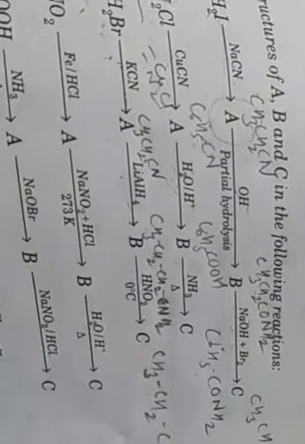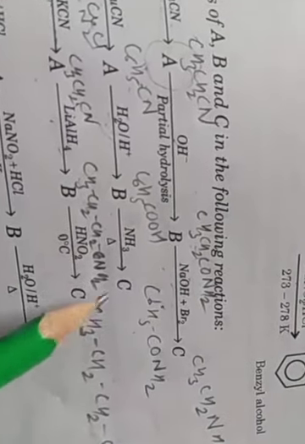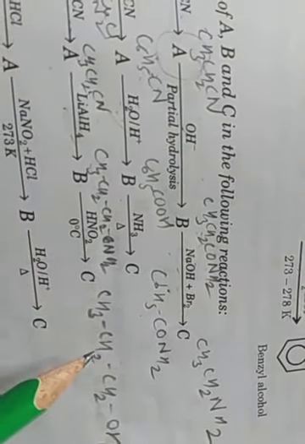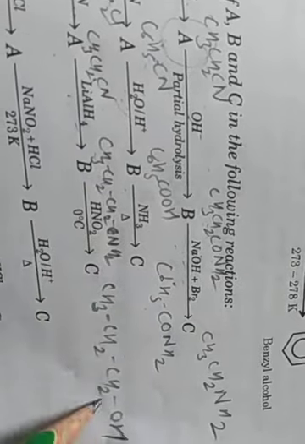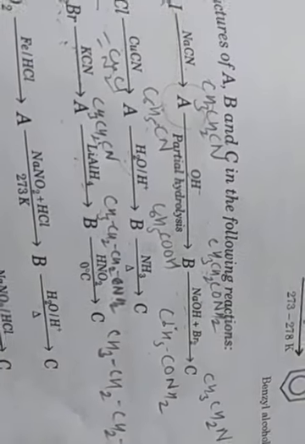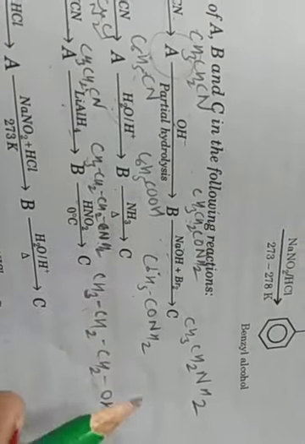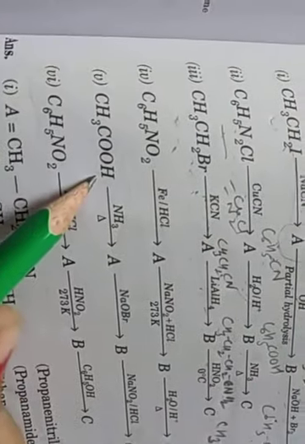Then react with the HNO2. So nitrous acid, that means alcoholic group OH attached, and this nitrogen is replaced. So CH3CH2CH2OH, NH2 with hydrogen. Okay, so OH attaches to this one and ammonia out. Clear?